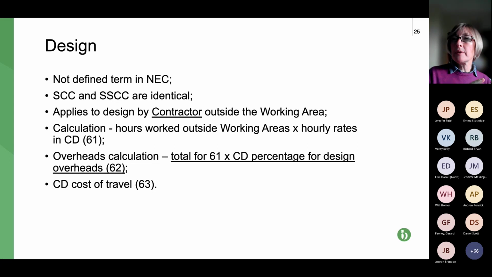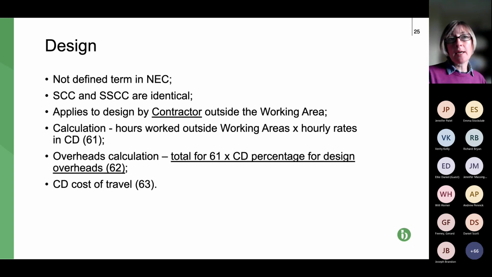So this is design, very similar to the manufacture and fabrication, in that it's not defined in NEC, and also it applies only outside the working area, so it's off-site design. In this regard, the schedule of cost components and the shorter schedule are identical. It's sort of as you would expect. So if you imagine a designer working in a consultant's office, how do they calculate the costs? Well, on the basis of the time spent designing, at their hourly rates.